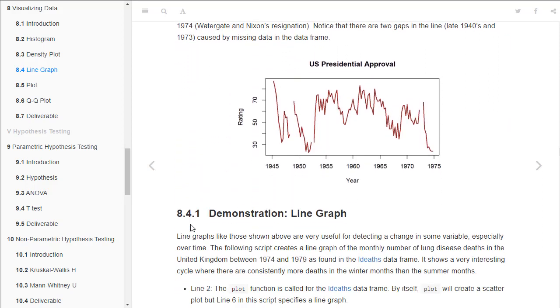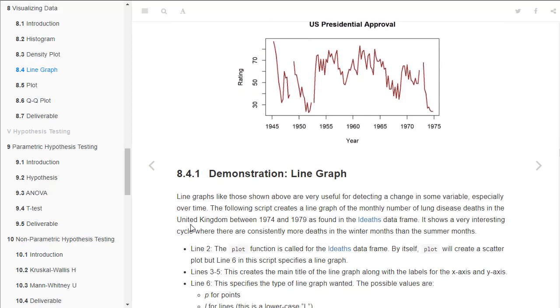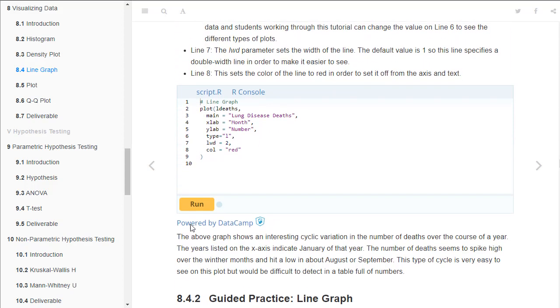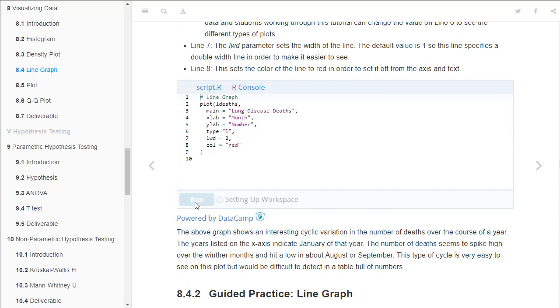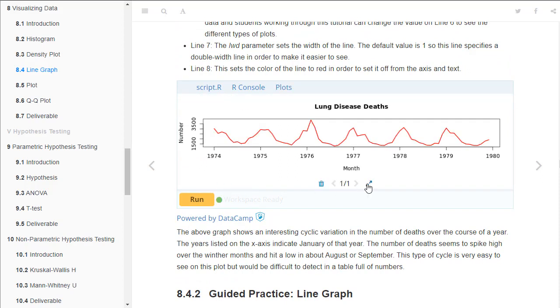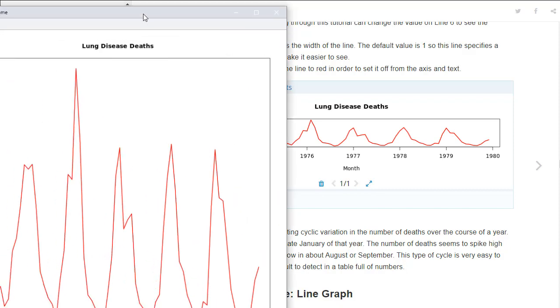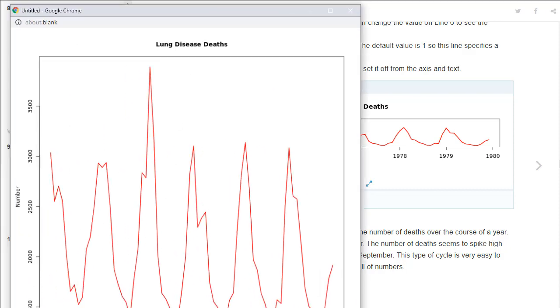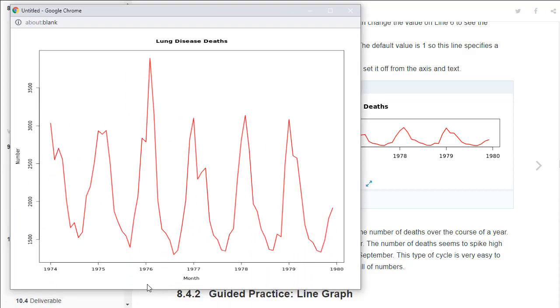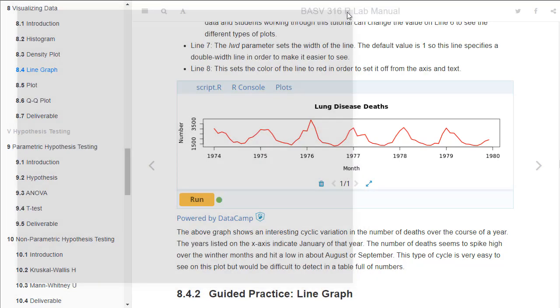Another example was U.S. presidential approval ratings, and you can take a look at that. Our demonstration graph is a graph that shows lung disease deaths over a period of time. And you'll see that this graph shows pretty clearly that during the winter months the lung disease deaths spike.